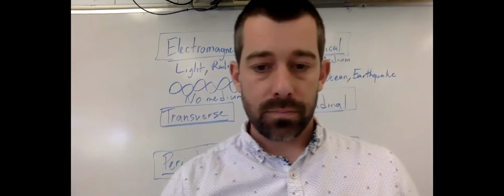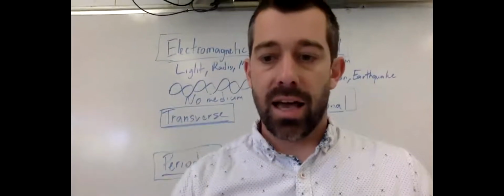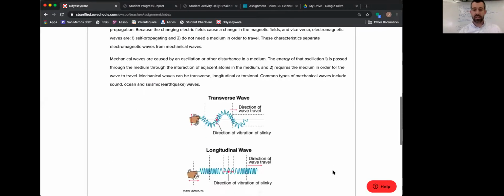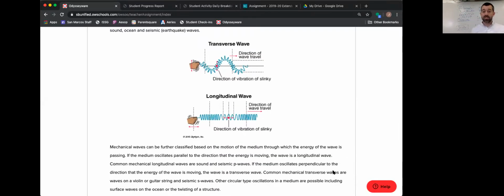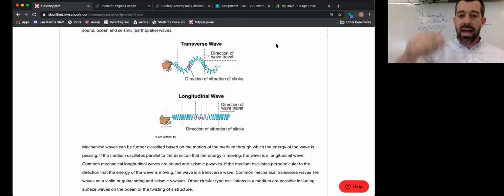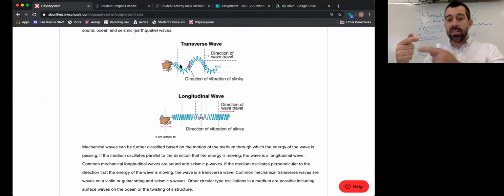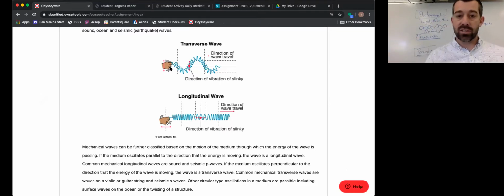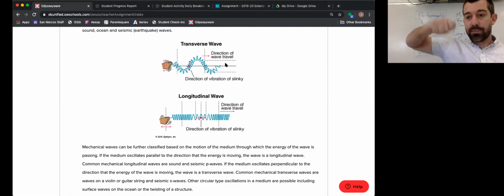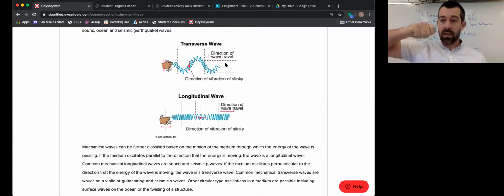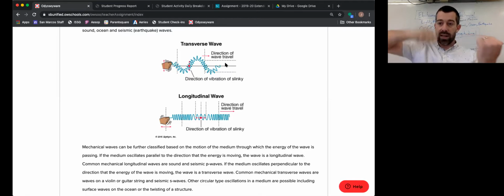All right, let's go back and look at our difference between transverse and longitudinal. So here we've got a beautiful picture that's going to show us the difference. You can say in transverse waves, you're taking a slinky and vibrating it up and down like that. And you can see that the wave is traveling one way. Like in this picture, the wave is traveling from left to right, but the vibration of your hand is up and down. So the wave is traveling this way, the vibration is that way, right? That is a transverse wave.